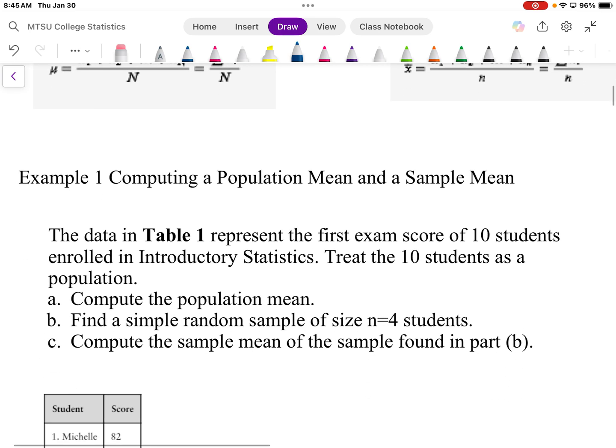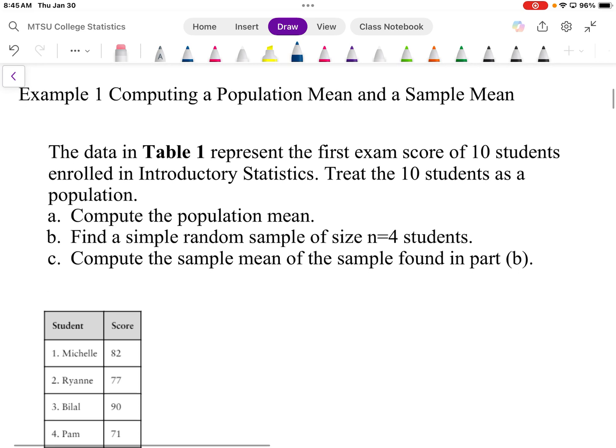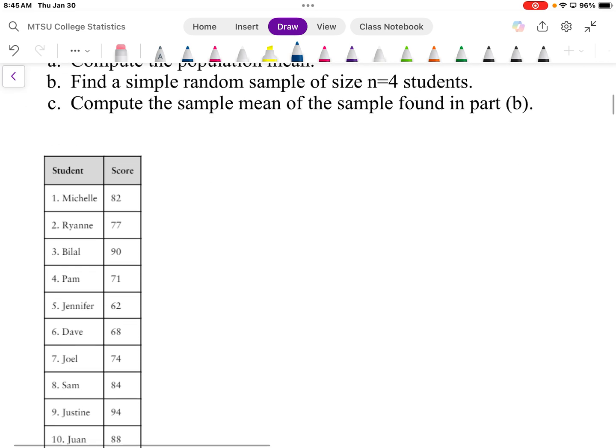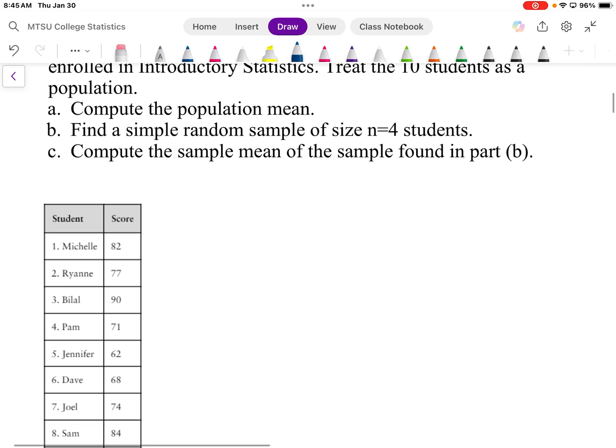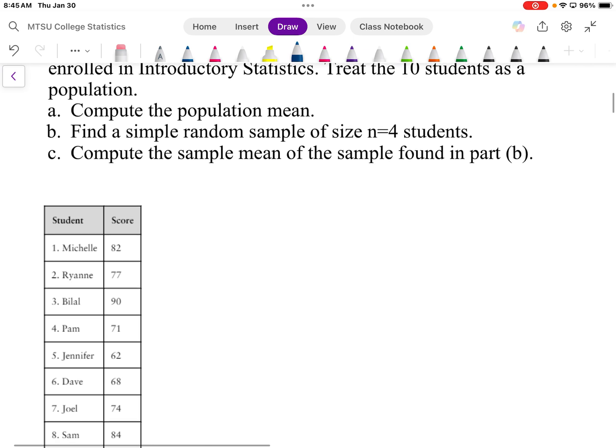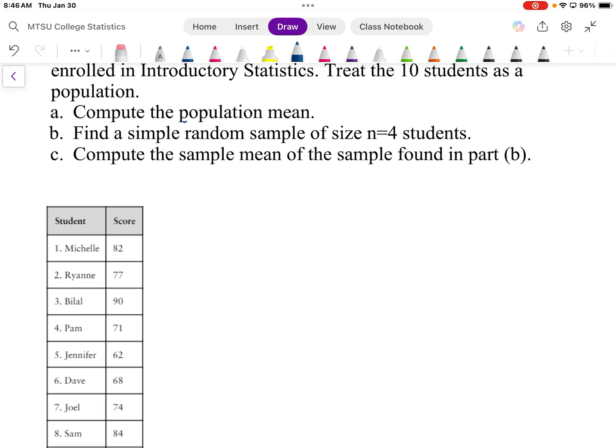So computing a population mean and a sample mean, we have some data here on the left-hand side that we're going to use, and we're going to go straight to the calculator to do it instead of doing it by hand. We want to compute the population mean, so I need to find out what mu is. That's the first thing I need to do. And then I need to figure out what x bar is. That's the sample mean, okay? So population, sample. And they tell us that our sample size is 4, and they asked us to do a simple random sample.